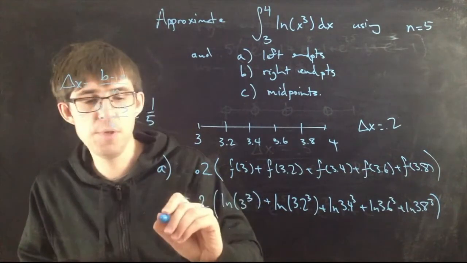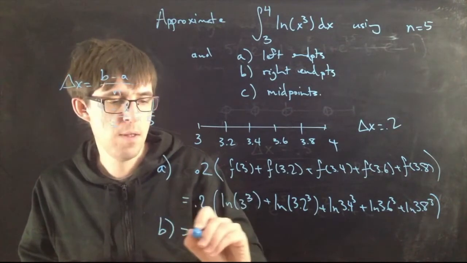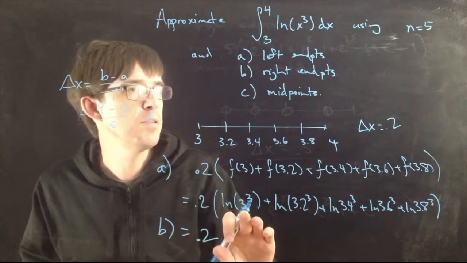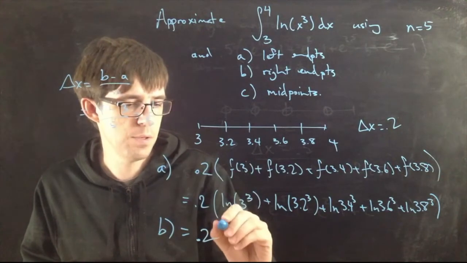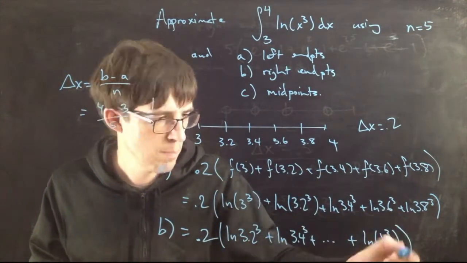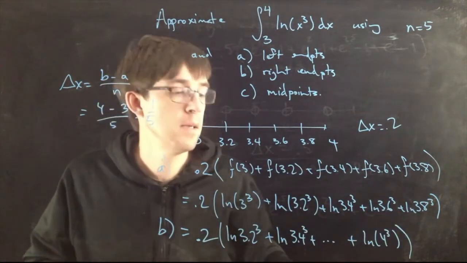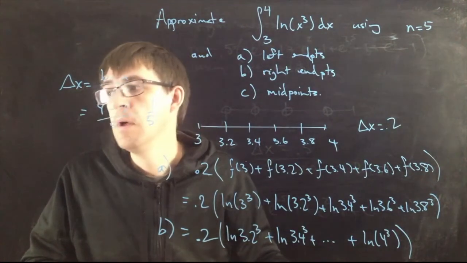Okay, using the right endpoints, maybe I'll just squeeze it right in here. Same thing, the only difference is I don't start at 3, I start at 3.2. So that's the right-hand endpoints.